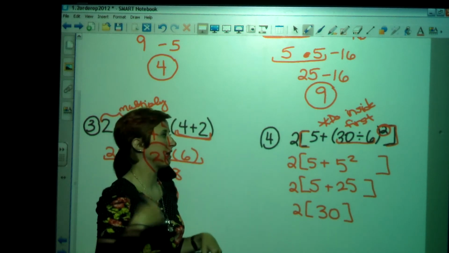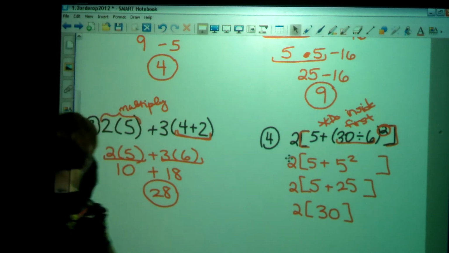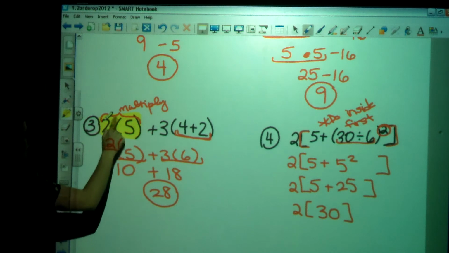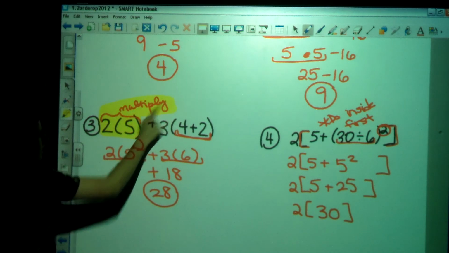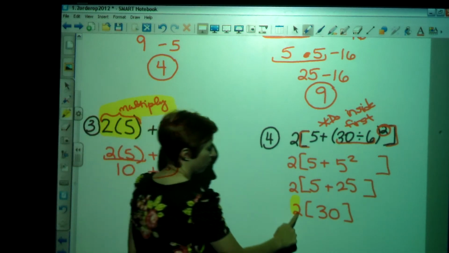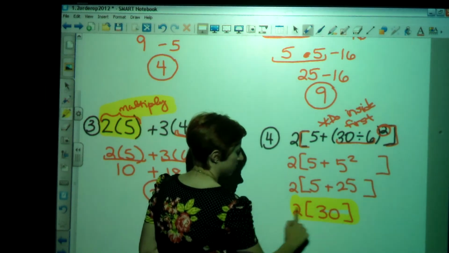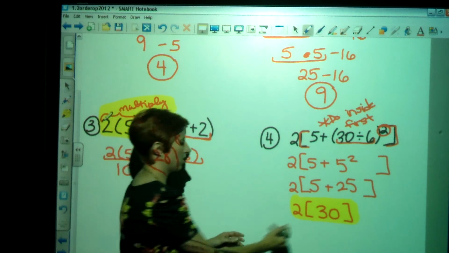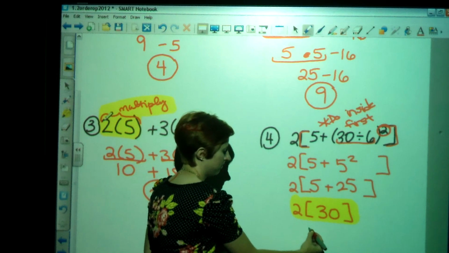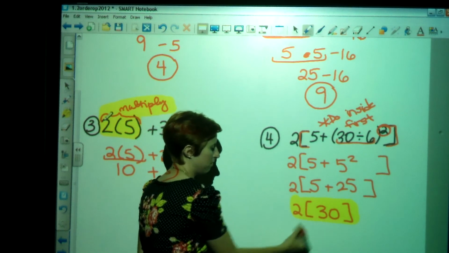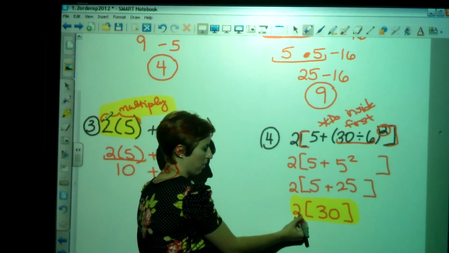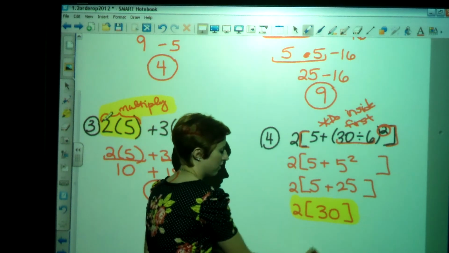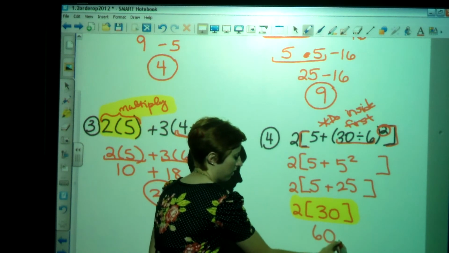Here's where I'm going to reference back to our last example. If a parenthesis and a number side by side told us to multiply, then that means the same thing for a bracket and a number. So where they're side by side, that means we're going to multiply. So 2 times 30 is our last operation because he's outside of the bracket and he's inside, and they're the only 2 we have left. So 2 times 30 is 60. And we're finished.